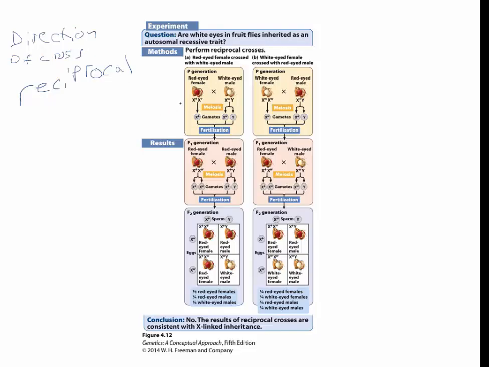And the pattern of inheritance will depend. So we're really looking at this white-eyed mutant. If we start with a white-eyed male mutant, we'll get one pattern of inheritance. If we start out with a white-eyed female mutant, we'll get a different pattern of inheritance. So the key indicator of a sex-linked gene, one of the first ones, in this case we mean X-linked, is that reciprocal crosses give different results.